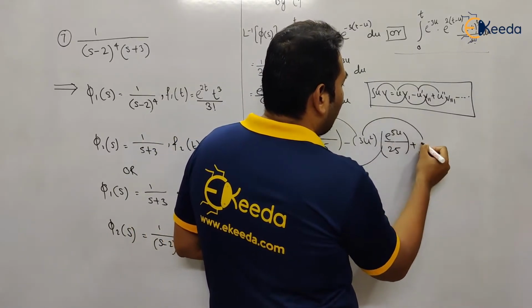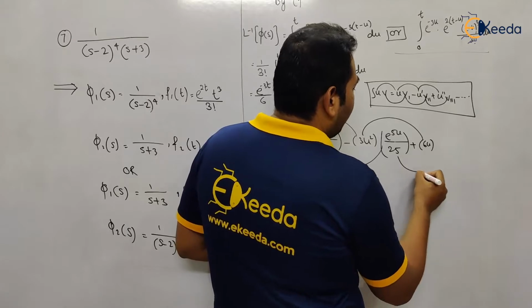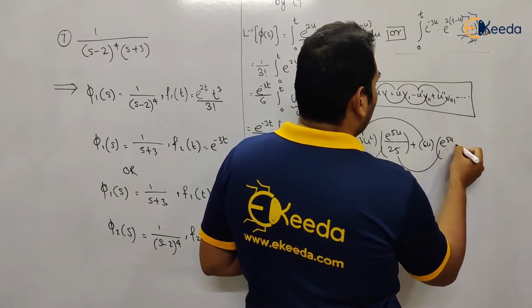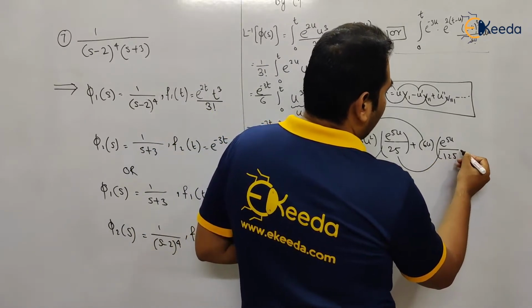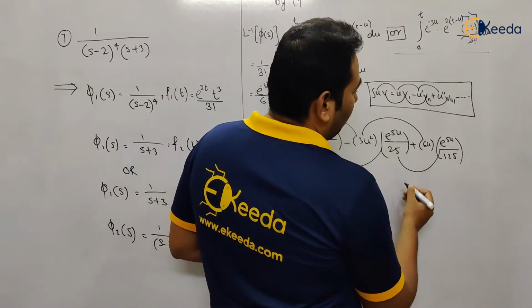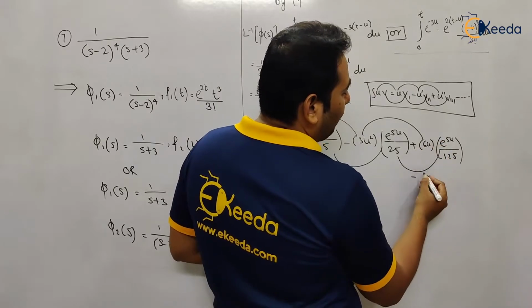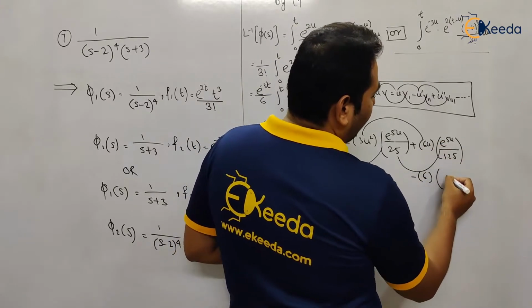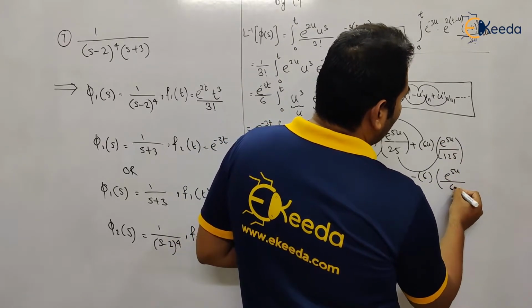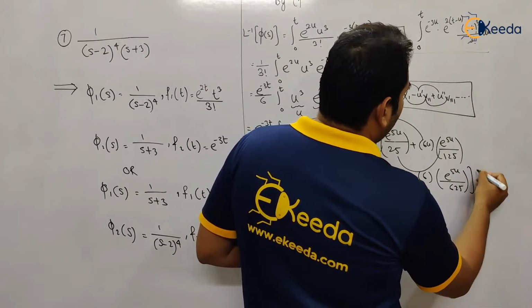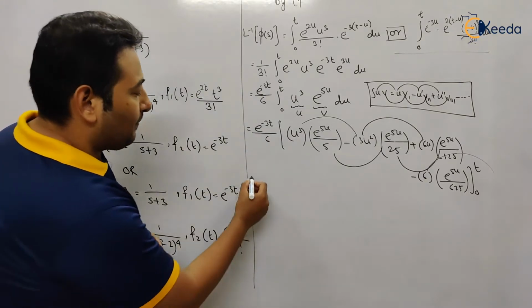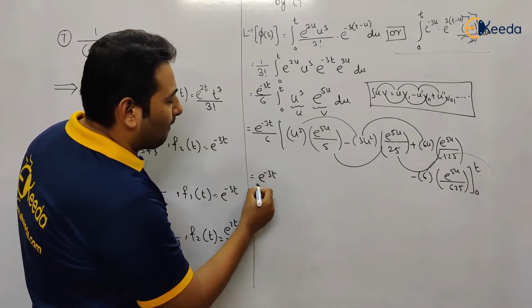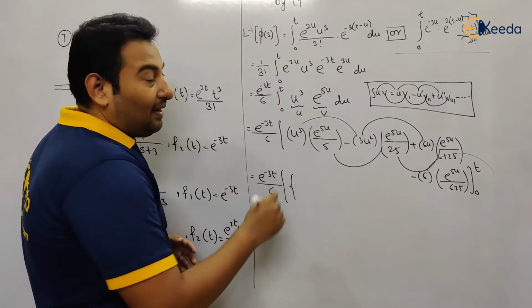plus derivative of this term 6u, integration of this term e raised to 5u upon one more 5, 25 into 5, 125, minus derivative of this term 6, integration of this term e raised to 5u upon 625. No need to go ahead because its derivative will be 0. Let us put the limits. Upper limit minus lower limit.